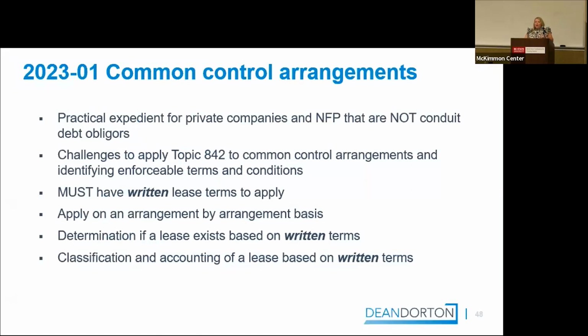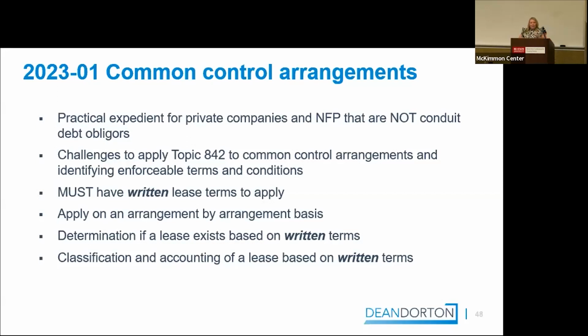All right, this is my 2023 standard I would like to talk about. It's called common control arrangements. This is basically for any private companies or not-for-profits that don't have conduit debt obligors. And basically, if you have a written agreement for common control, I'm not sure this is going to apply too much in higher education, but it could, because if I said it's definitely not going to apply, like 10 of you would be like, oh, we have that. We have this weird thing with this entity that we control that it's written. Anyway, somebody would be like, I can't believe you didn't tell me about this. So here you go. And this might be good for your board members to understand too, because they might have other places they sit on.